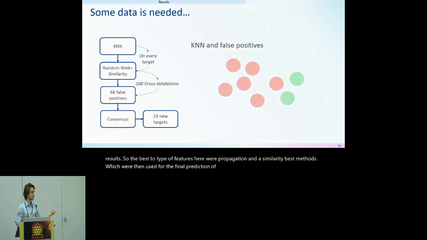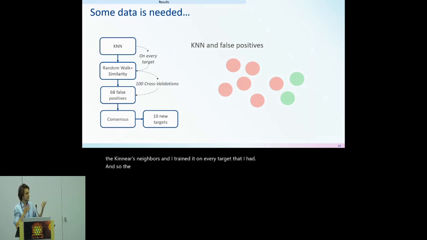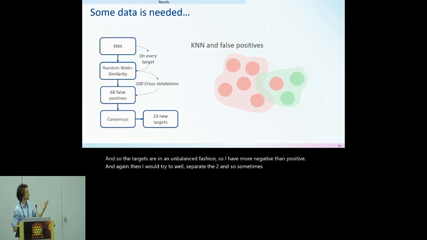So I used the best model, which was the k-nearest neighbors, and I trained it on every target that I had. The targets are in an unbalanced fashion, so I have more negatives than positives, and the KNN would try to separate the two. And so sometimes it's going to make a mistake. It's going to think that a negatively labeled target is actually a positive. It's going to be a false positive.